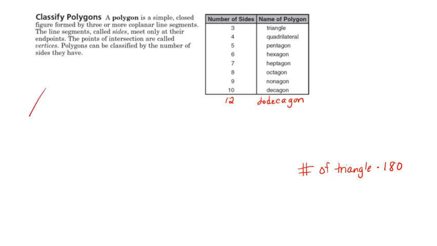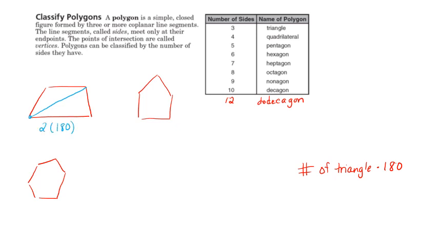So let's draw a quadrilateral and a pentagon. We'll draw a hexagon. Okay. And let's draw some diagonals on it from one vertex. So we'll pick a vertex and draw a diagonal. And you notice this splits this into 2 triangles. 2 times 180 is 360. This works for all quadrilaterals. All quadrilaterals have 360 degrees.